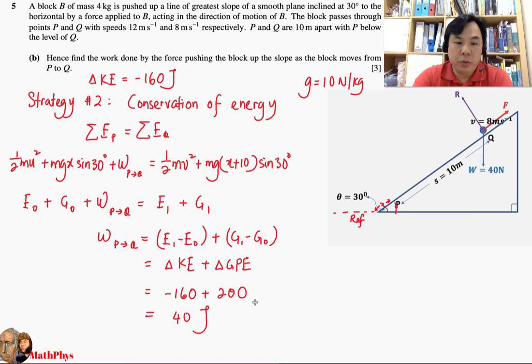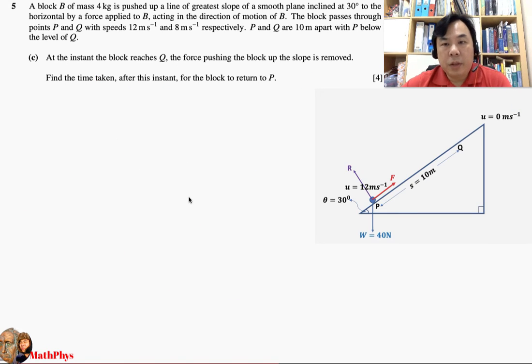All right. Now I'm going to move to question 3 shortly. All right, section C of question 5 here. All right. Now we are still looking at the same setup. Okay, now the block B will move from position P to Q. The speed of the block B at position P is 12 meter per second, and then as it moves up to Q, its speed decreases to 8 meter per second. Now C, at the instant the block reaches Q, the force pushing the block is being removed. All right. Now find the time taken after this instant for the block to return to P.